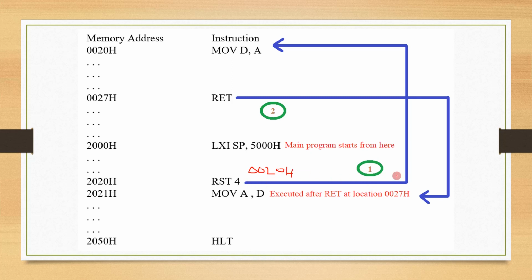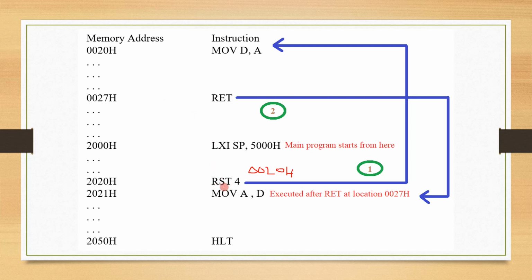So it will jump to location 0020H. The set of instructions which are stored in a different memory location is known as a subroutine. And when we are talking about interrupts, it becomes an interrupt service routine, because there is some peripheral device which needs service from the microprocessor, and it wants to send the interrupt RST4.